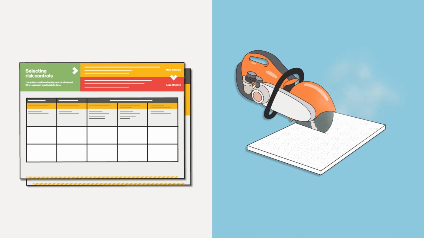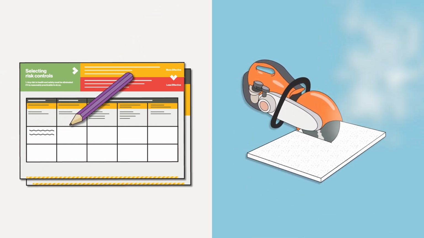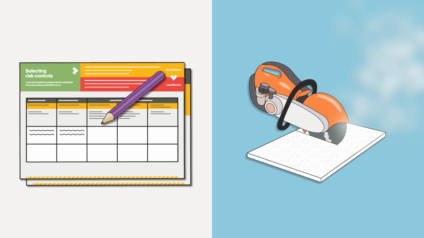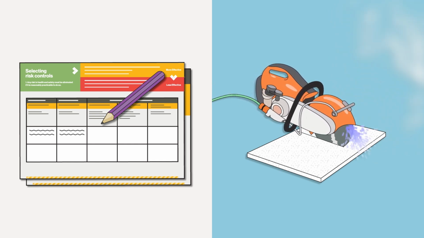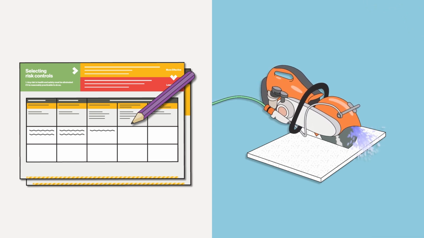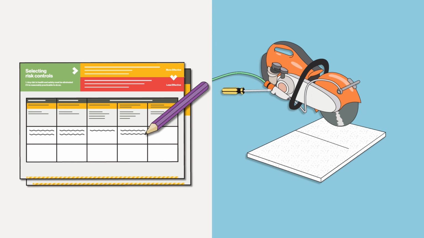For example, under hazard, you could list cutting concrete that may generate dust. For risk, you could list the risk of silicosis and lung cancer. Under control, you could describe the measures taken to control those risks, such as on-tool water suppression. Then under implementation, you would describe how the risk control measures are to be implemented, such as water suppression being correctly installed and having adequate supply.